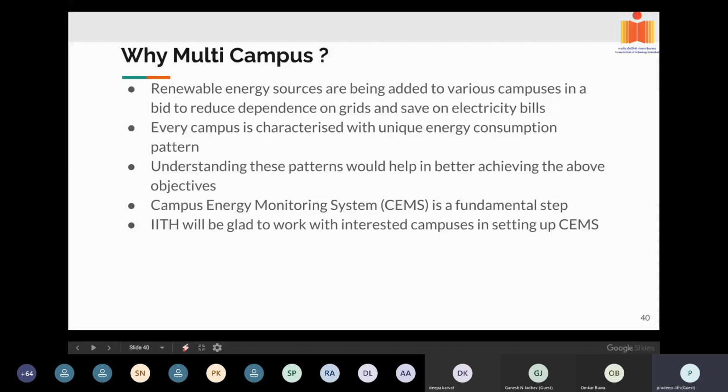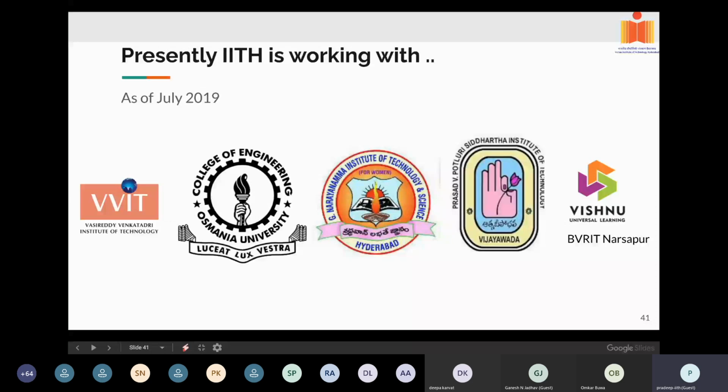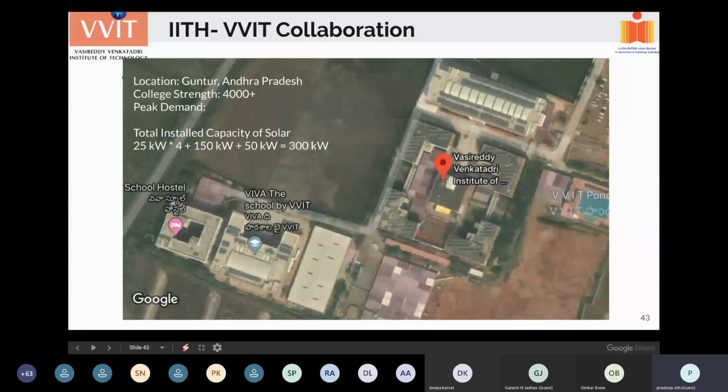So this is a campus in Guntur city of Andhra Pradesh. On the screen, the right side part is the engineering college, and on the left side they have a school. Both are run by the same management. We can also see the solar panels on top of these buildings. These lines are all solar panels. So a total of 300 kilowatts of solar panels are available.